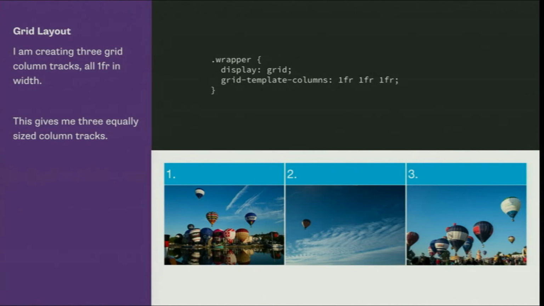So I've got a very simple grid here. It's got 3 column tracks, all with 1 fraction unit as the width. So in the image below, you can see that's created 3 equal width columns. They've each got basically a third of the available space.